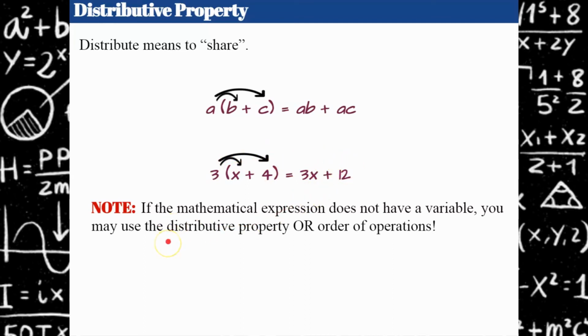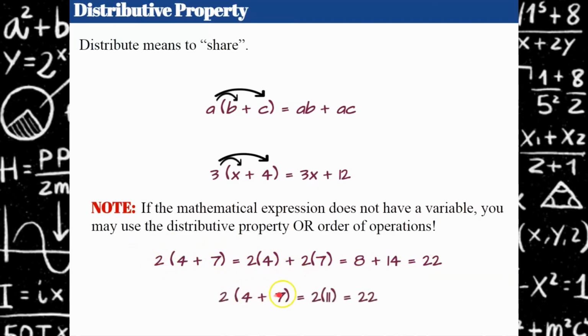If the mathematical expression does not have a variable, you may use the distributive property or order of operations. So I could state 2 times 4 right here, and then add 2 times 7. 2 times 4 is 8. 2 times 7 is 14, and 8 plus 14 is 22. So this is the distributive property. Order of operations would say, add what's in your parentheses first, which 4 plus 7 is 11, and then multiply. 2 times 11 is 22. So 2 different methods, 2 different properties, and both work.